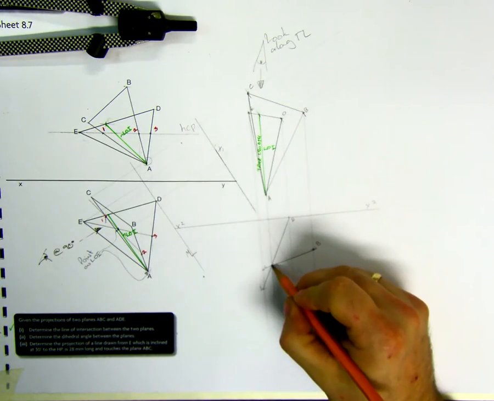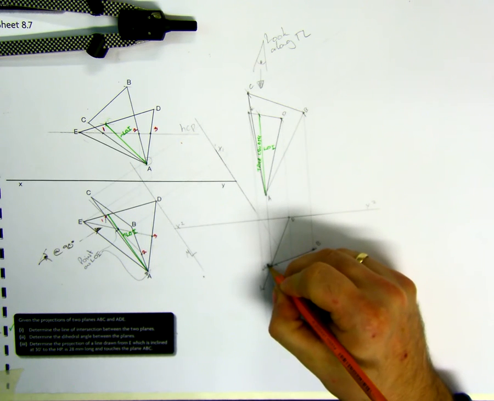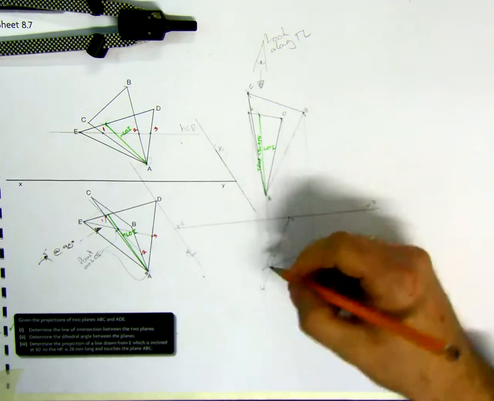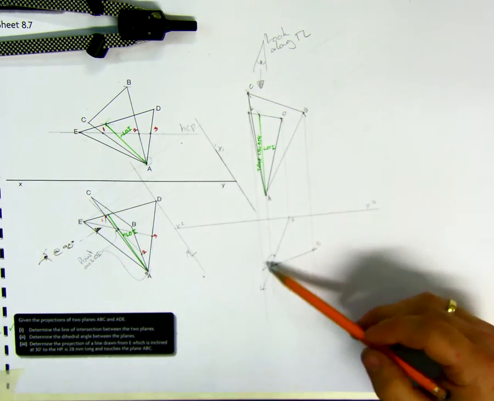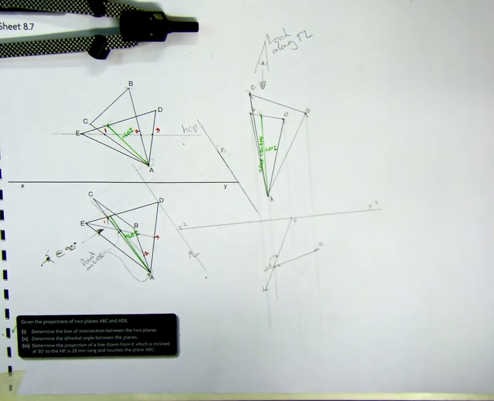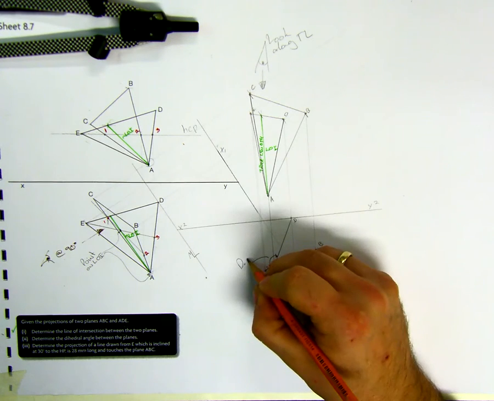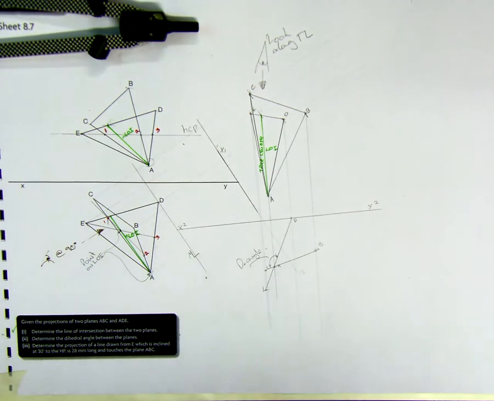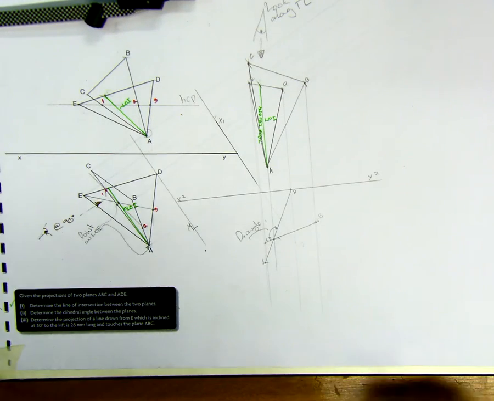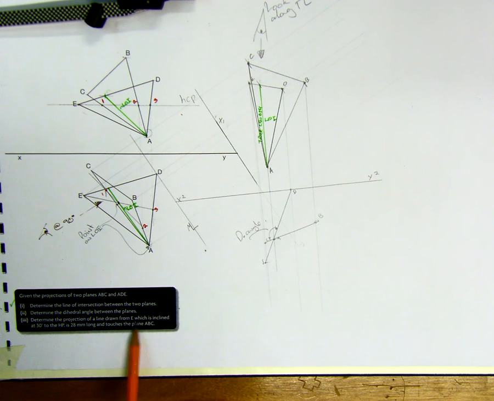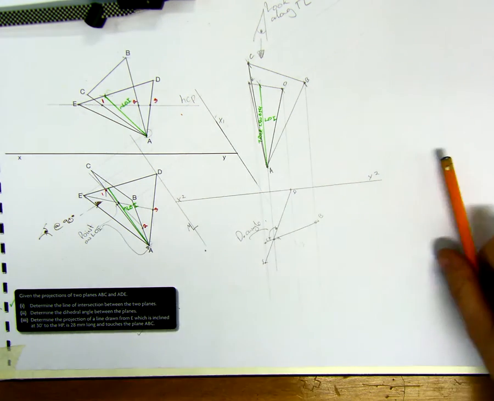So we need to find the dihedral angle, so we're going to label it here. Any of them angles will be the dihedral angle. So by labeling one, you are labeling them all. So make sure you label it as well, the dihedral angle. So that's as far as you need to go on that question. The projection of a line from point E and inclined at 30 degrees to the horizontal plane and 29 mil long and touches ABC, we'll do that in the next video. Okay, thank you.